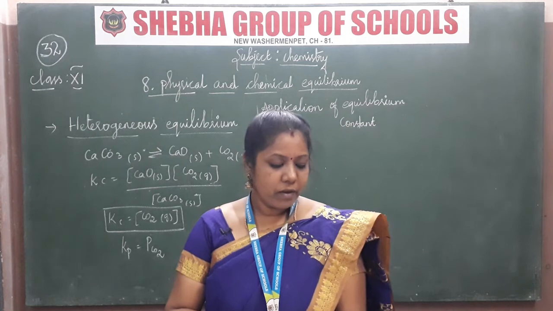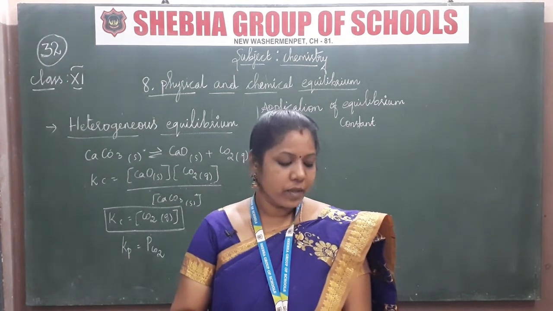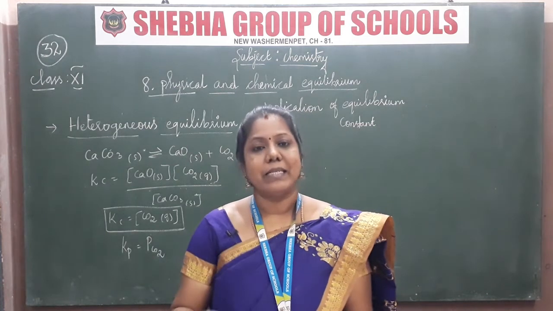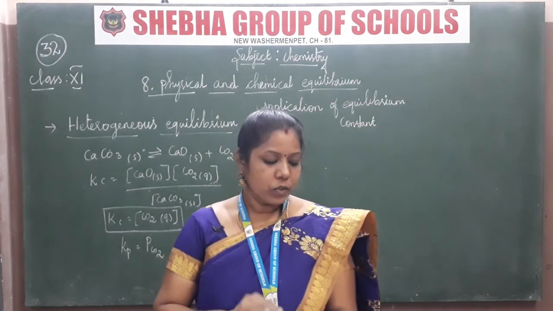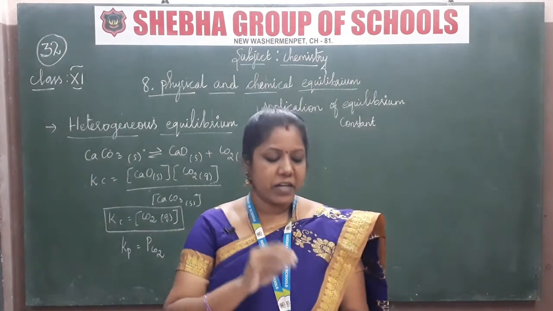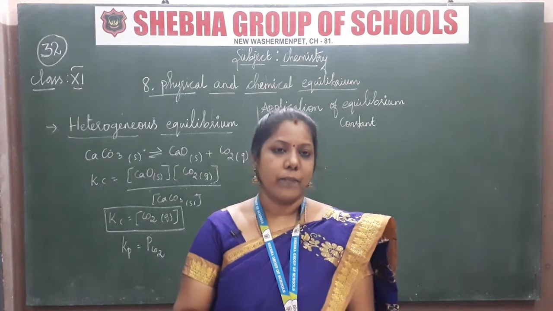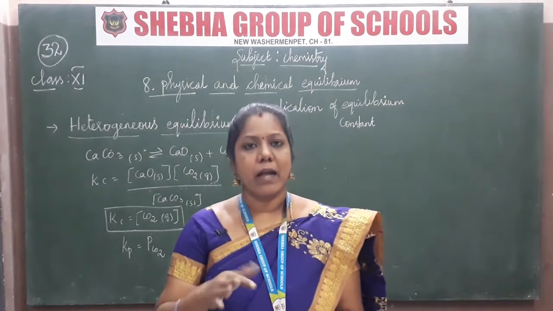If you notice the tabulation on page number 10, the value of Kc, the concentration equilibrium constant, is less than 10 to the power of minus 3. So you just consider less than, greater than, and neutral.